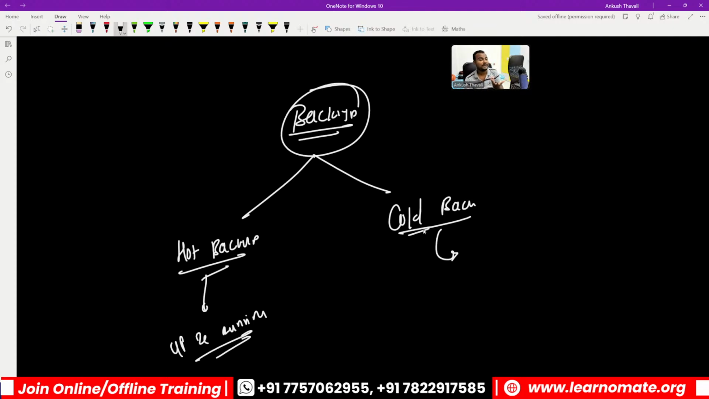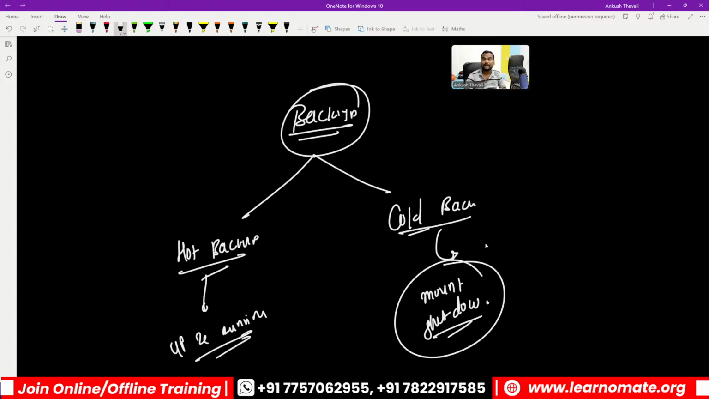Let's say I have an application and that application does not support hot backup. When I'm trying to restore the hot backup, it is not working. So that time, either you need to shut down the database or you need to put the database into the mount stage. That backup we call a cold backup.